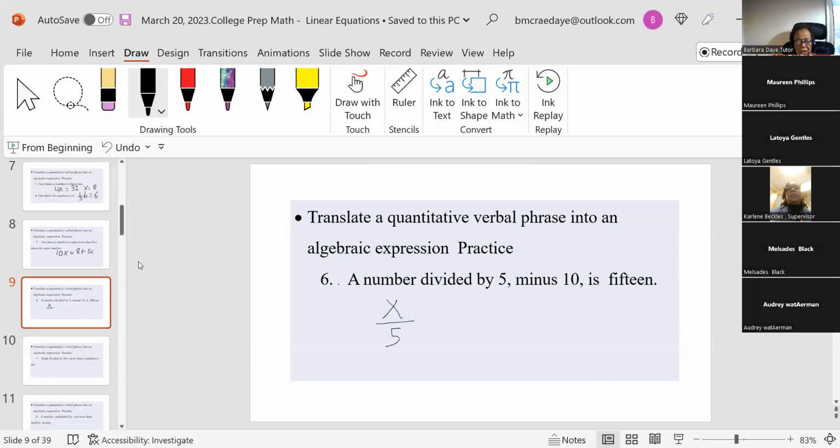Okay, Maureen said a number divided by 5 minus 10. So what should I write now, Maureen? A number divided by 5, minus 10. What goes next? Minus 10. There's your minus sign. Is, so what does the is translate to? Equal. Very good. 15.